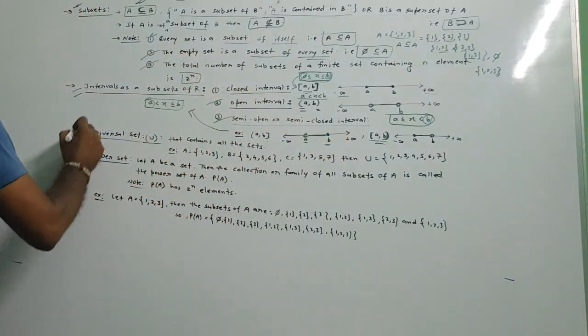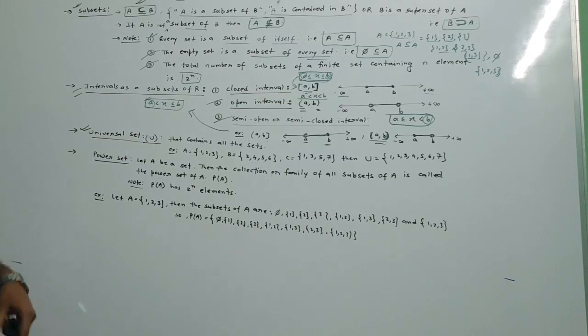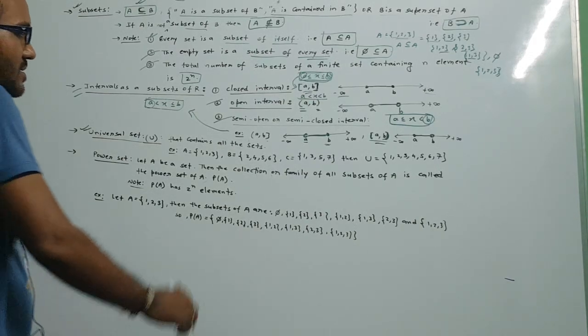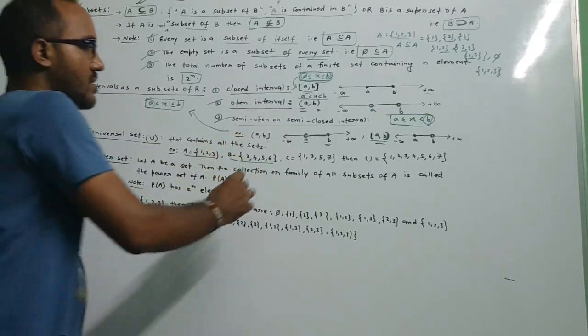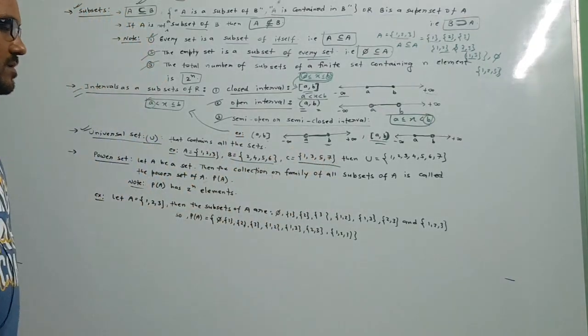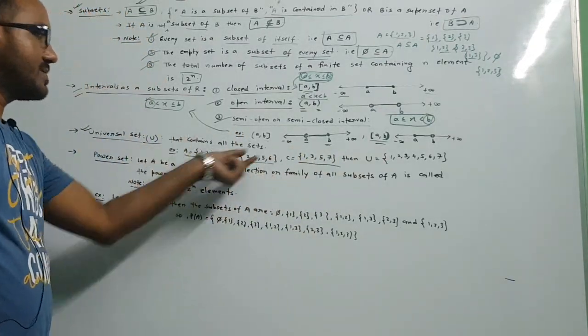Now universal set: the set where every element comes is known as the universal set. Let us say we have a set A = {1, 2, 3}, we have a set B = {2, 4, 5, 6}, we have a set C = {1, 3, 5, 7}. So what would be the universal set of A, B, and C?